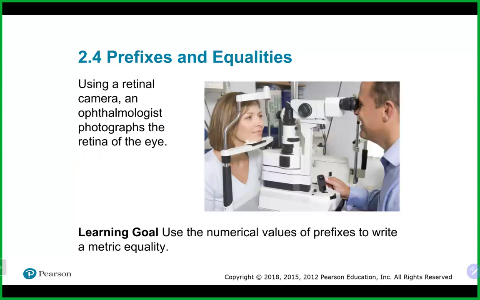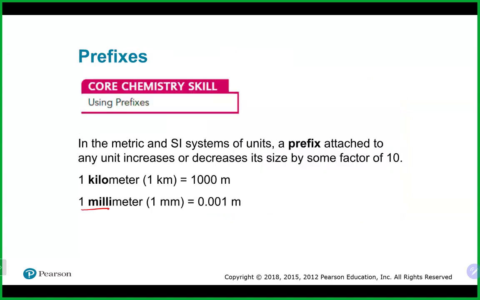Okay, we're then going to get into conversions, equalities, and doing dimensional analysis, which is an important calculation in chemistry. So let's start with prefixes. There are a lot of prefixes that are sometimes used to change the meaning of a number, especially in the metric system and also the SI system. For example, 1 kilometer is 1,000 meters. 1 millimeter is 0.001 meters.